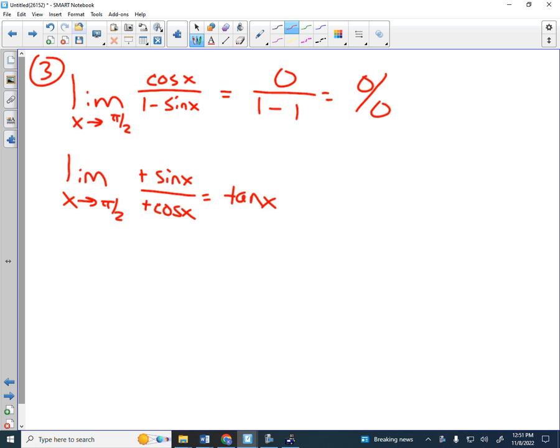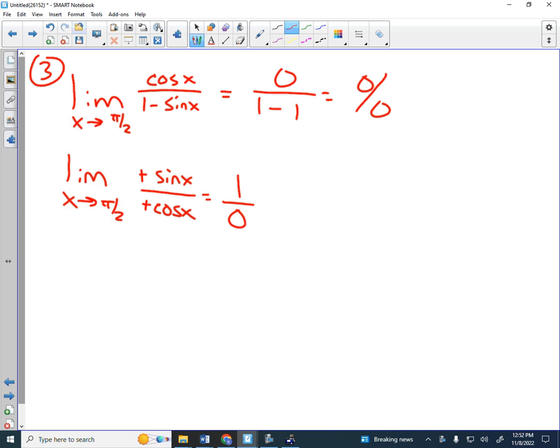Or if you didn't even focus on tangent, if you just focused on this, the sine of pi over 2 is 1, and the cosine of pi over 2 is 0. So we get the same situation we had before, didn't we? So L'Hopital's rule doesn't guarantee that you'll come out with a nice number like 5 or 3/5 or something like that. But it is a strategy.